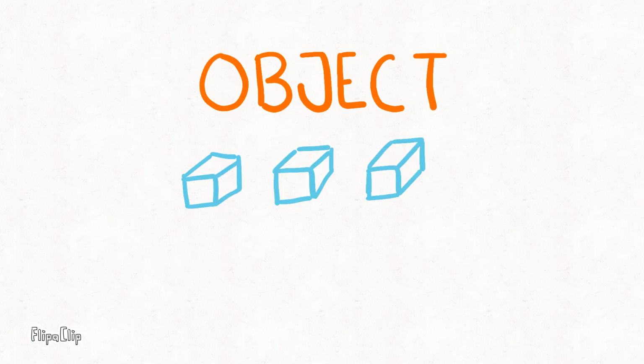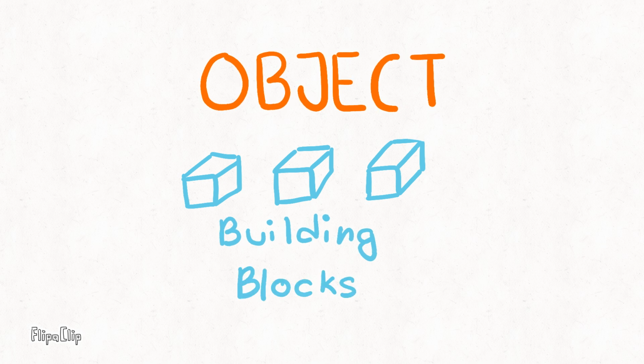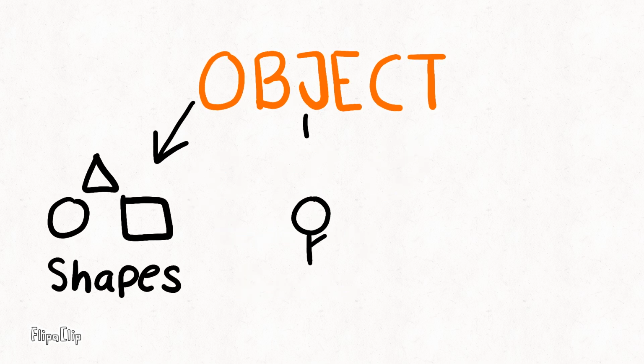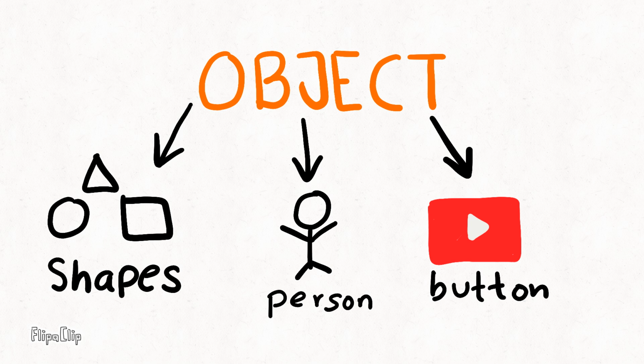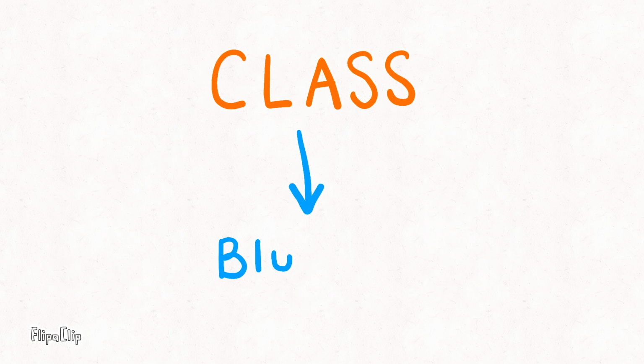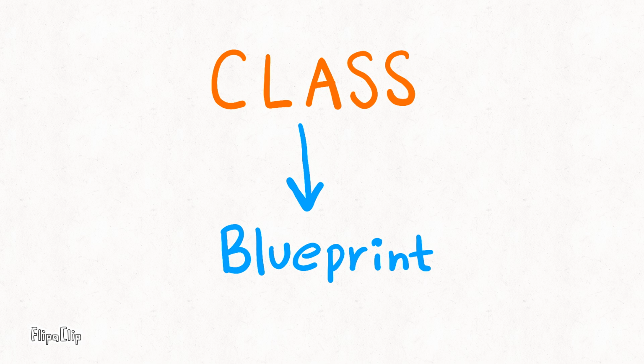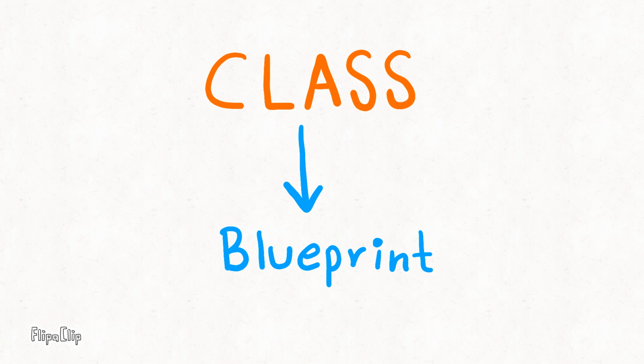Objects are the basic building blocks of an OOP language. They represent real-life entities. It can be a shape, a person, or a simple button on the YouTube page. Class defines what kind of properties our object will have. It is like a blueprint for our objects.